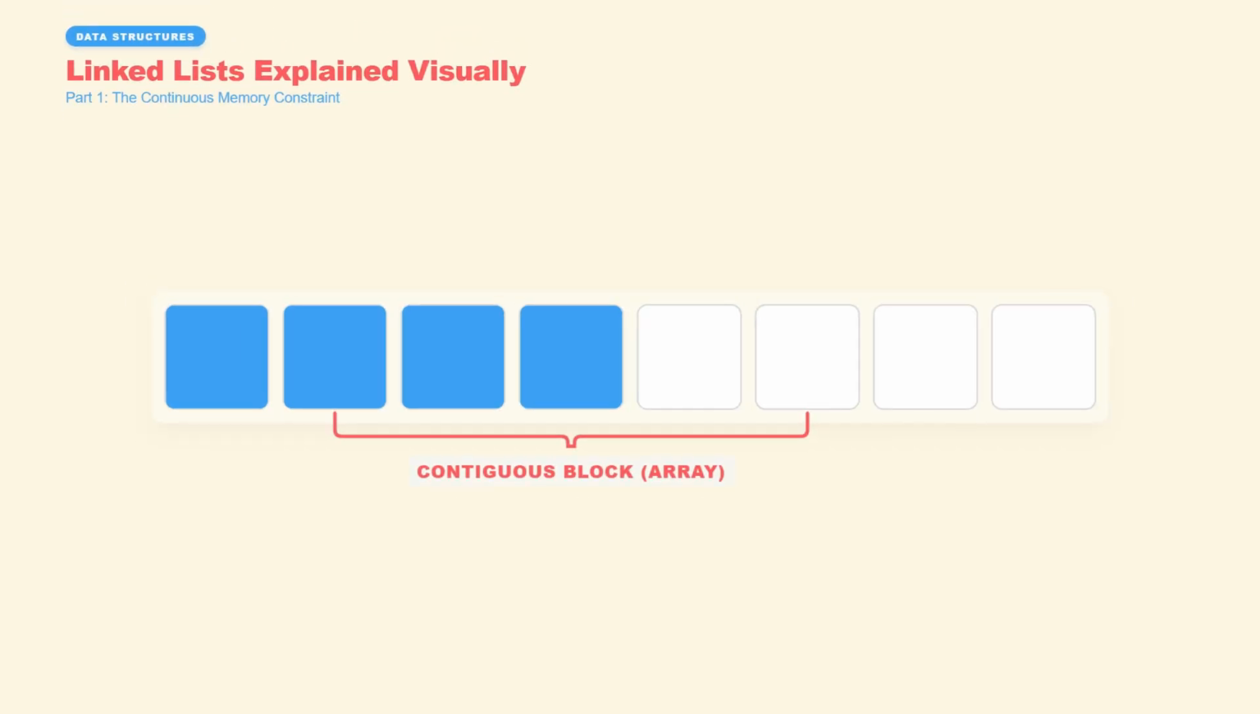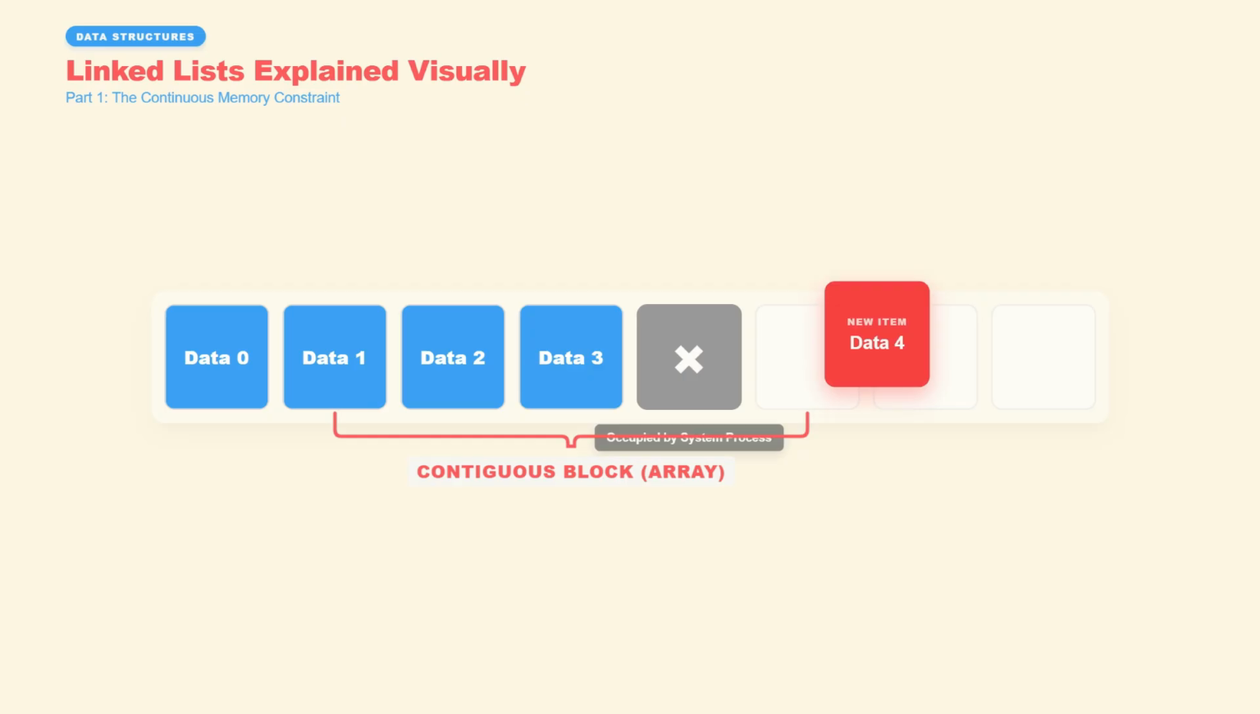When we store data in a standard array, the computer sets aside a single, unbroken block of memory. If you allocate a 4-slot array, those 4 slots must sit directly next to each other. This structure makes finding an item fast, but it creates a massive restriction when you try to expand. Suppose you want to add a 5th element, but the very next memory slot is already occupied by another program.